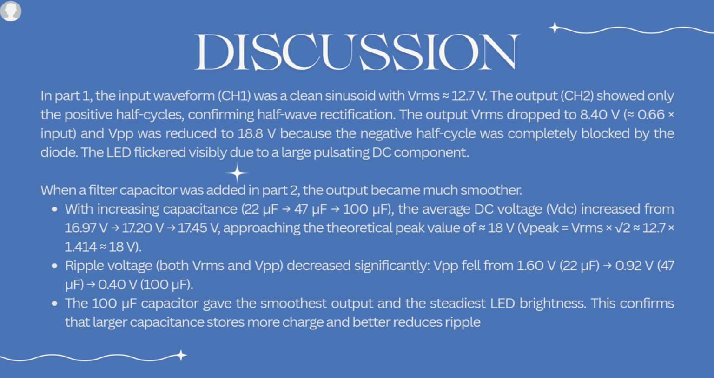When the filter capacitor was added in part 2, the output became smoother compared to part 1. With the increasing capacitance, the average DC voltage increased, approaching the theoretical peak value, 18 volts. The VRMS and VPP decreased, and the 100 microfarad capacitor gave the smoothest output and the steadiest LED brightness. Thus, the larger capacitance will store more charge and better reduce the ripple.